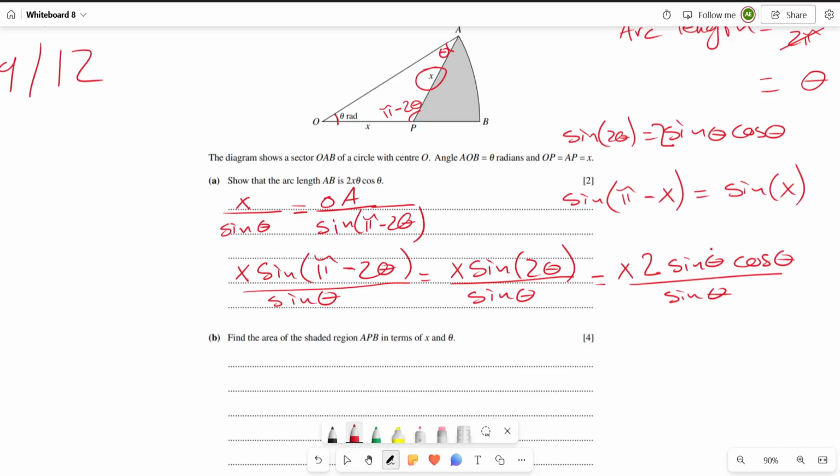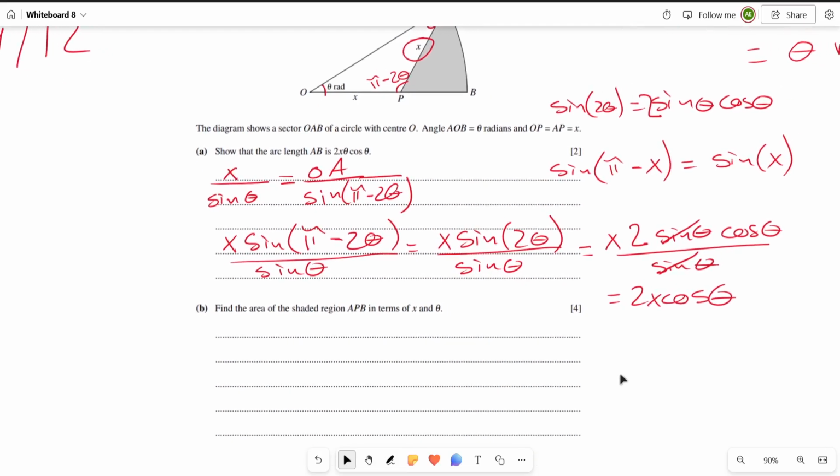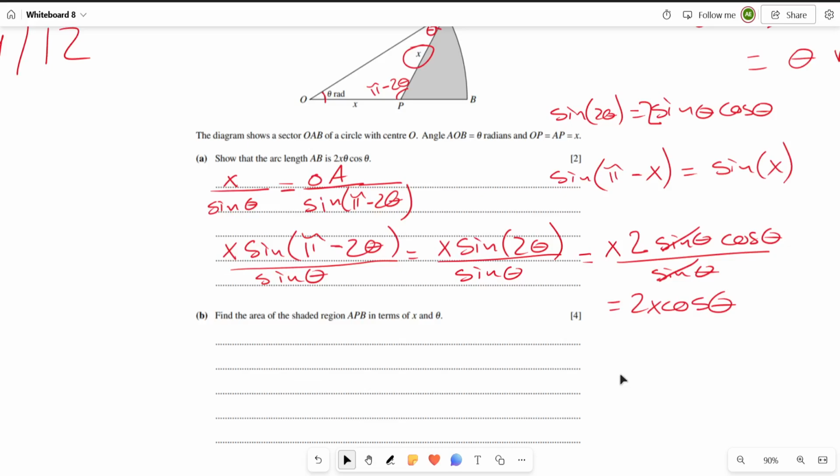So over here sine theta and sine theta will cancel, leaving me with 2 times x times cosine theta, which is basically very similar to this one. So all I can say for these identities is just practice. And practice is what's going to make you tackle these questions correctly.